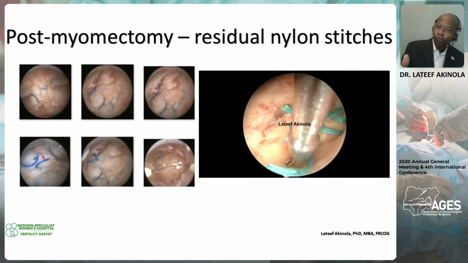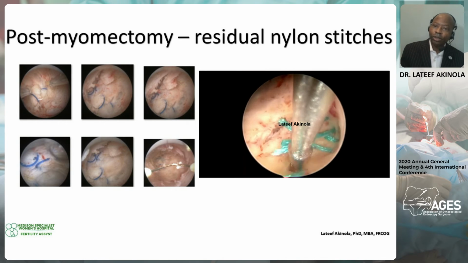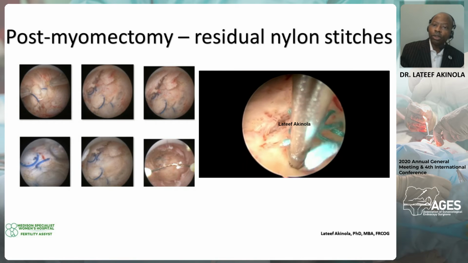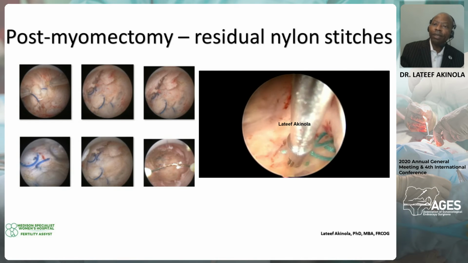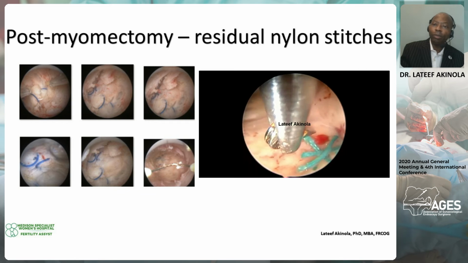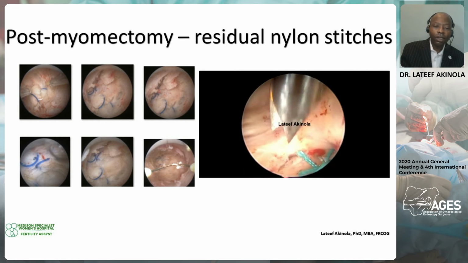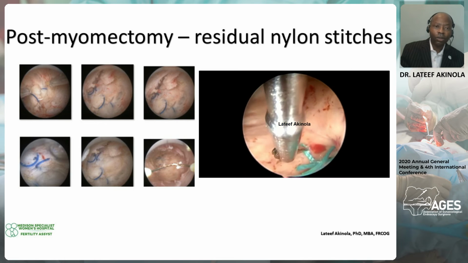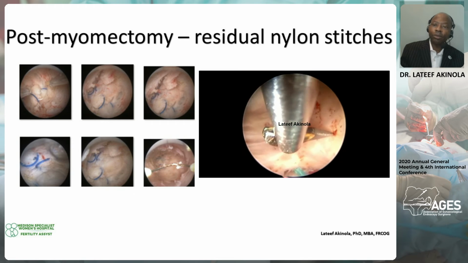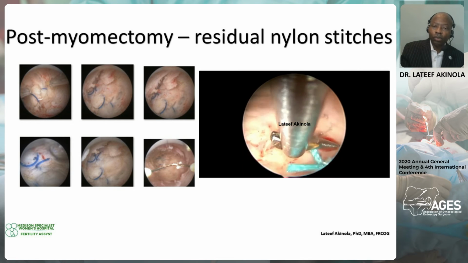You can only remove what you see, but what is in the myometrium that you don't see, you may not be able to remove. And this may make it necessary for you to do laparotomy or laparoscopy for removal. Please, this is to be discouraged; you should use absorbable sutures to do myomectomy.